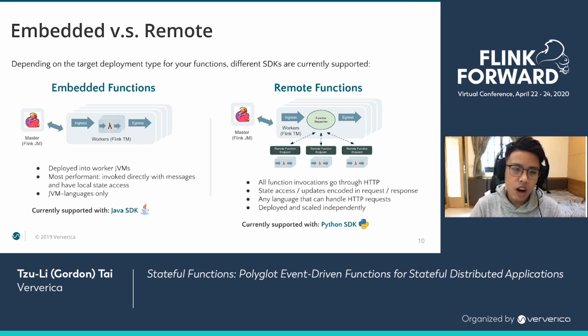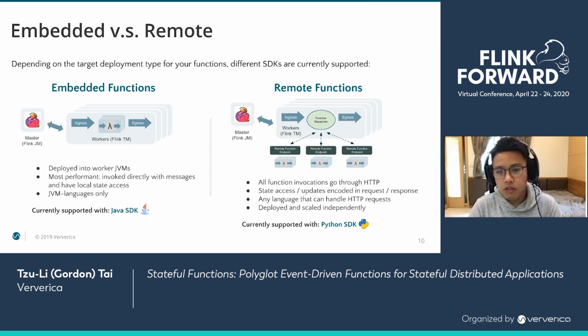What embedded functions are is they run within the Flink stateful cluster worker JVMs. Much like how operators of a Flink streaming job are passed inputs, embedded functions are invoked directly with messages and have local state access. The restriction, of course, is that these type of functions must be implemented in JVM languages. Currently, embedded functions is supported with the Java SDK.